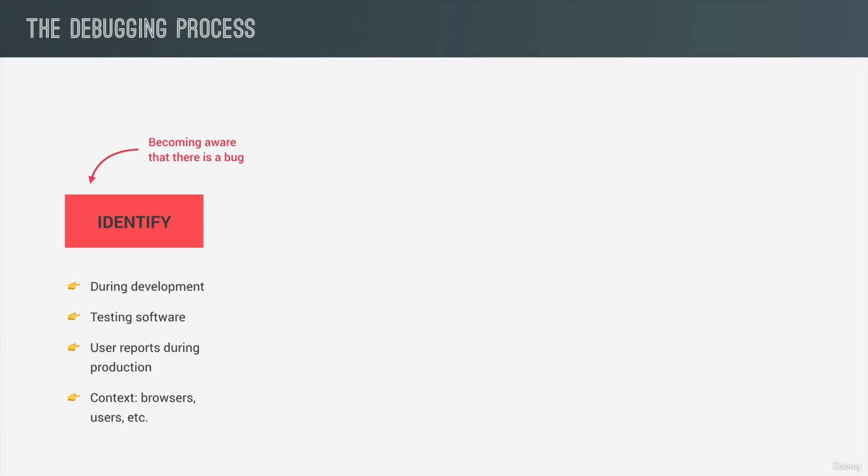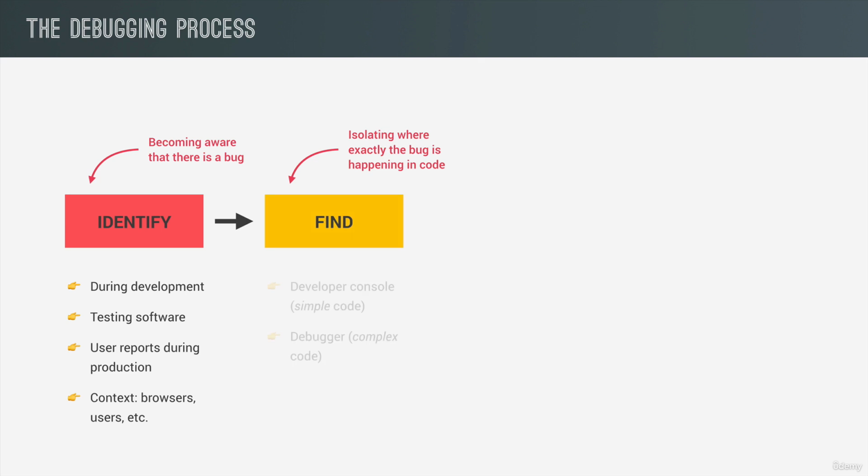Next, once we know there is a bug, we need to go into our code and find the bug. We need to isolate where exactly it's happening. And we can do that using the developer console that we already know. However, that only works for small bugs in simple code where we have a good idea where the bug might be located.